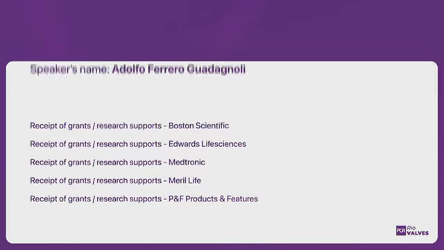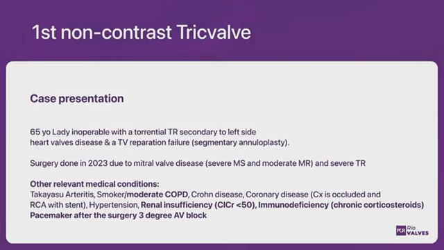The case is related to a 65-year-old lady. She is totally inoperable, with a torrential TR that is secondary to left-sided valve disease and a tricuspid valve repair failure, a segmentary annuloplasty plus a pacemaker lead across the tricuspid leaflets. The surgery was done in 2023 due to mitral valve disease, severe mitral stenosis and moderate mitral regurgitation, and severe TR. The operation was a mitral replacement with a mechanical valve and a tricuspid repair with this segmentary annuloplasty.